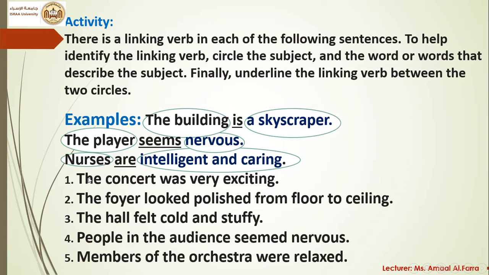Now I want you to do the same with these 5 sentences, then we will discuss your answers when we meet in Zoom session. You are going to circle the subject and circle the other words that say something or describe the subject, then underline the linking verb between the two circles. Number 1, the concert was very exciting. Number 2, the foyer looked polished from floor to ceiling. Number 3, the hall felt cold and stuffy. Number 4, people in the audience seemed nervous. And number 5, members of the orchestra were relaxed.